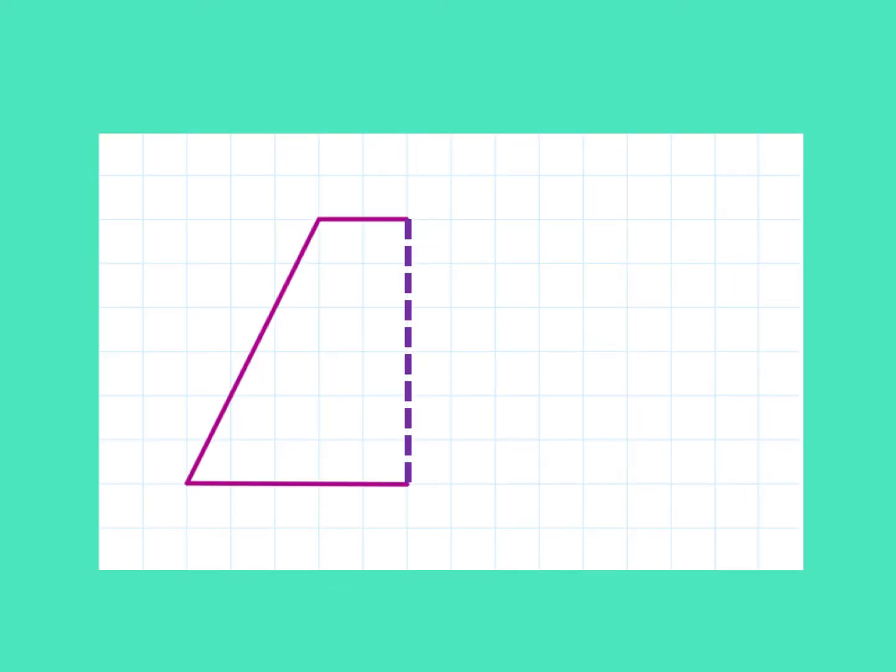Here is another figure that is incomplete, and the dashed line again is the line of symmetry. To complete the figure, we need to make a mirror image of the figure that is already drawn. We can use the grid to help us. We can see here that the length of the top portion is 1, 2. So we need to double this, 2 times 2, to make it 4 units wide. 1, 2.